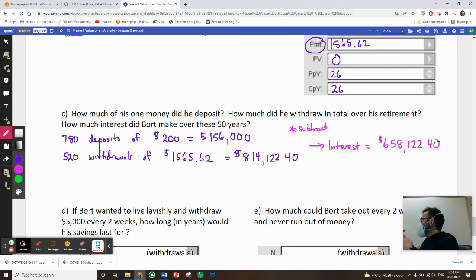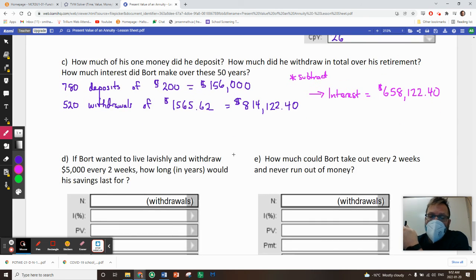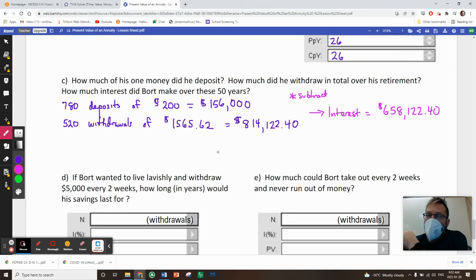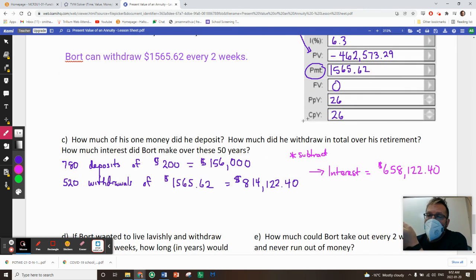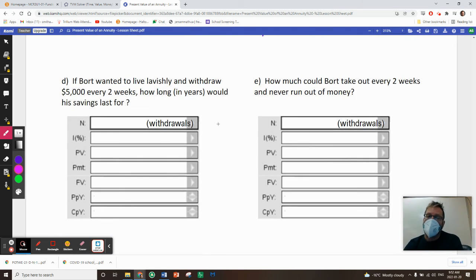I want to do 2 more things with you guys just on the TVM solver, though. I just want to give you guys more experience doing a variety of problems for your own planning. So just like we did with the Fiona question, let's compare how long his money would last if he takes out a lot more than that, $5,000. So this is a question where we're solving for N.